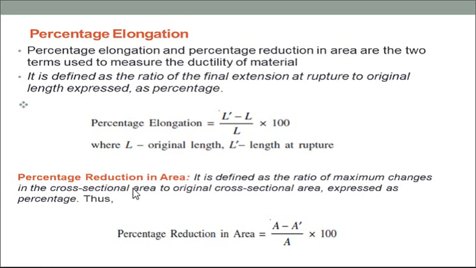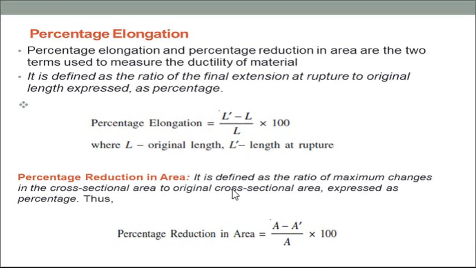In the same way you can calculate the percentage reduction in area. Again, it is a ratio of the maximum change in the cross sectional area. In elongation, we took the change in the longitudinal direction, and for finding the reduction in area, the change in cross sectional area is taken relative to the original cross sectional area. So percentage reduction means original area A minus reduced cross sectional area A dash, divided by A, that is the change in cross sectional area divided by original cross sectional area, multiplied by 100, and we get the percentage reduction in area.